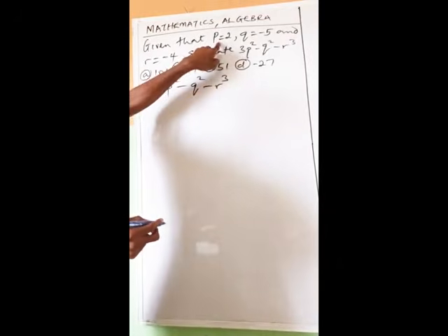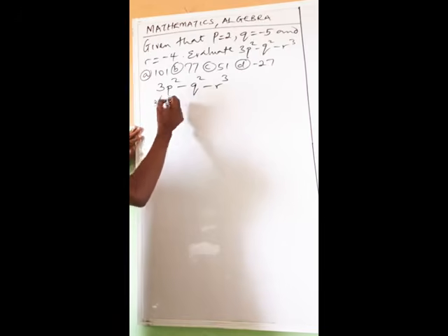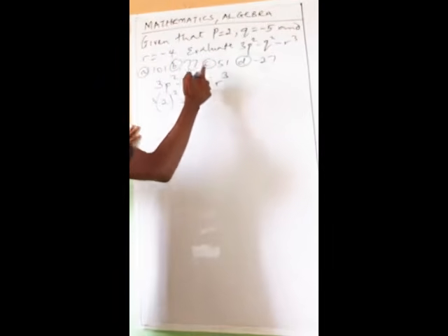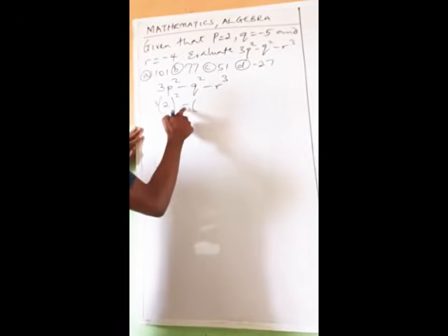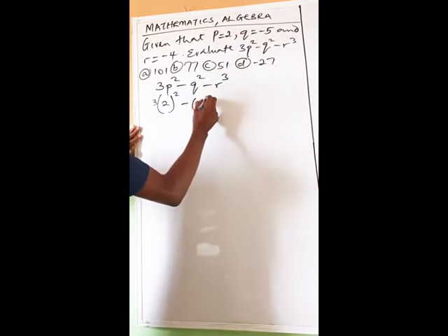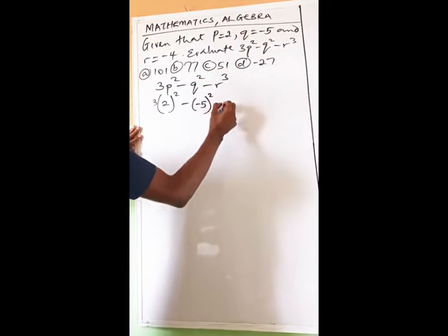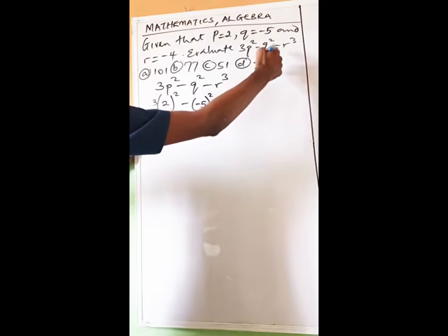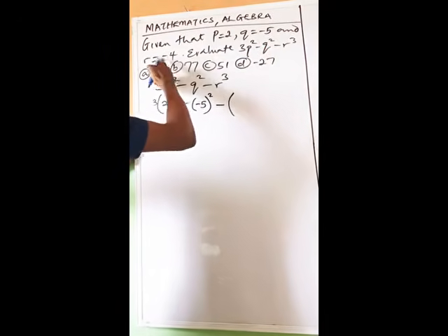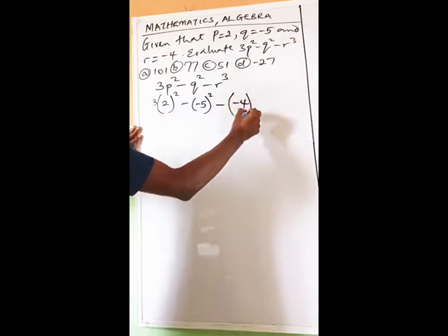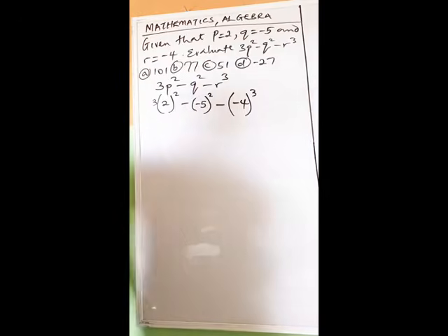Wherever you have P, you slot in the value given. So we have 3 into brackets P, which is 2, squared, minus Q squared. Q is minus 5. Please take note of this minus and then take note of this minus. So you have minus 5 squared minus, then your R is minus 4. So you have minus 4 cubed.